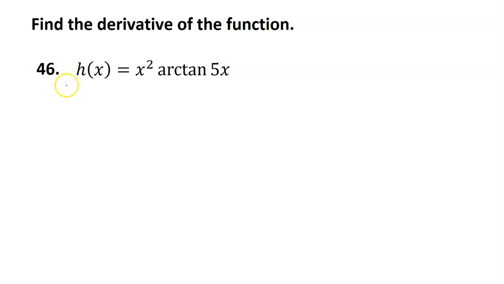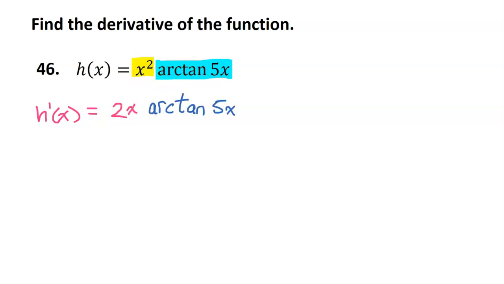In number 46, h of x is the product of two functions, so we have to do the product rule. When we do the product rule, we start by taking the derivative of the first function while leaving the second function alone. The derivative of x squared is 2x, and we leave the arctangent 5x alone. Then we put a plus, and we go through it again. The second time through, we leave the first function alone, so we will leave x squared. But we do take the derivative of the second function.